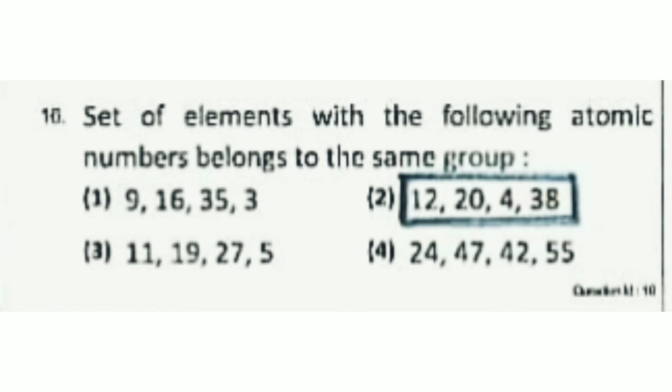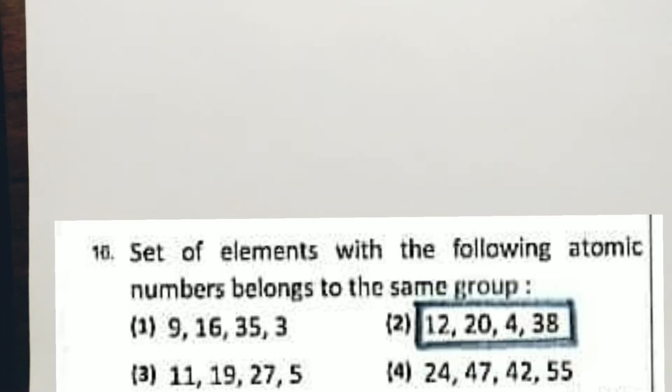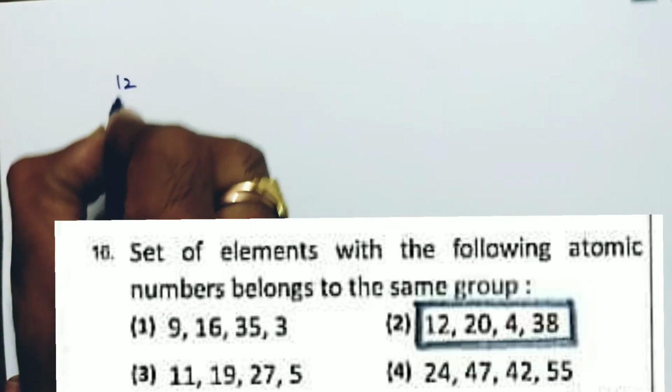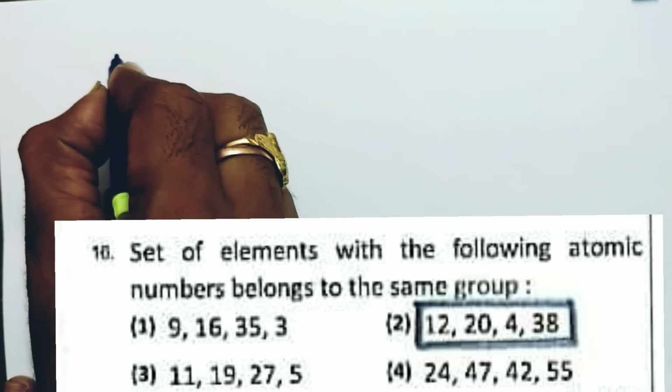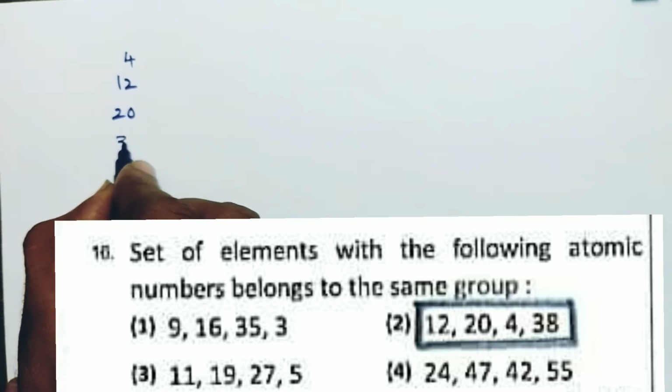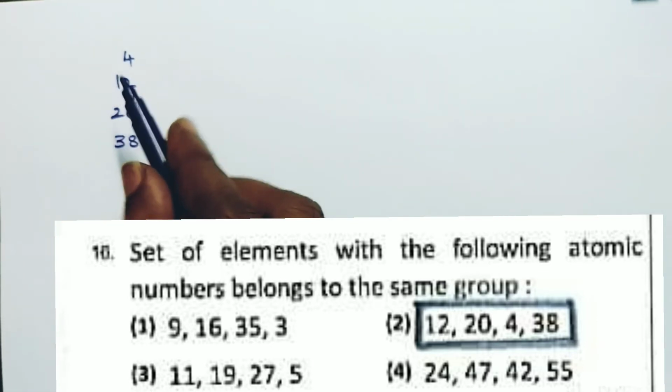Another question, set of elements with the following atomic numbers belongs to the same group. So here 4 elements are given in each option. We have to find whether they belong to same group. Here if you write the electronic configuration of these 4 elements, we can find that these elements belong to same group. So here watch. In second option, the atomic numbers of 4 elements are 12, 20, 4 and 38. So these are the 4 elements' atomic numbers.